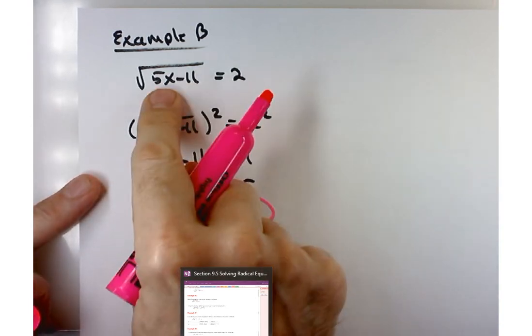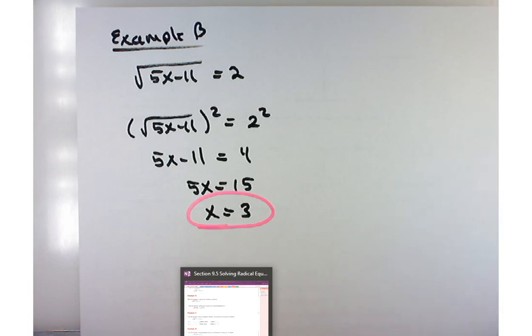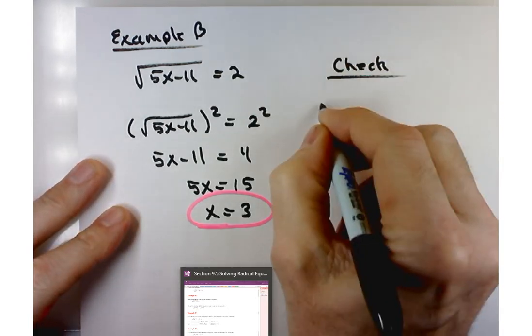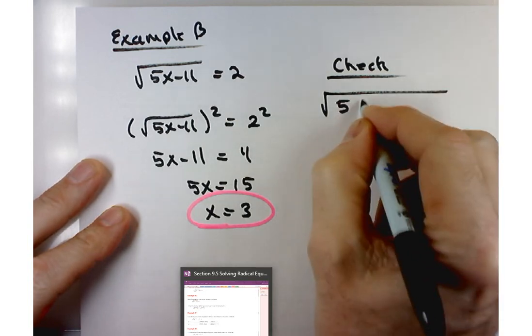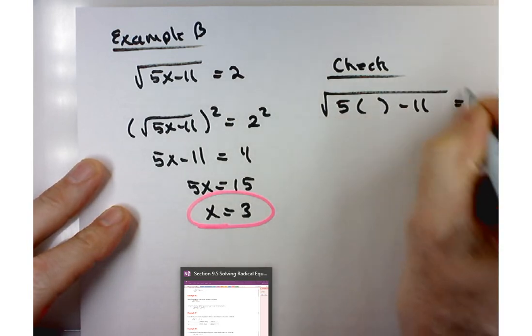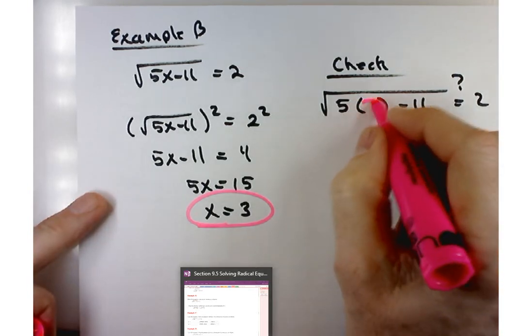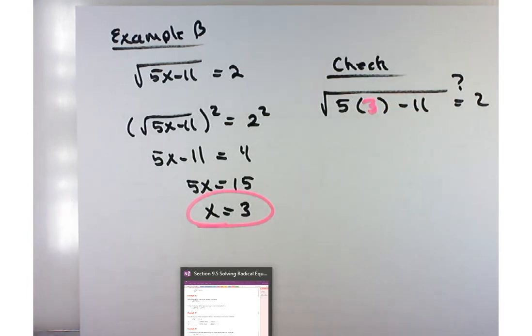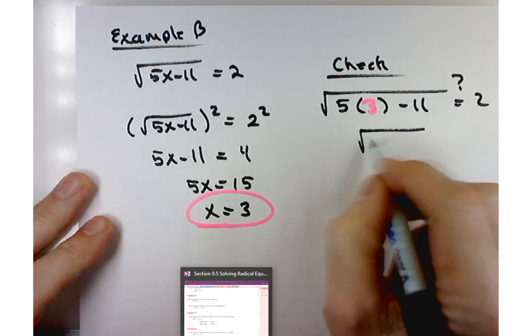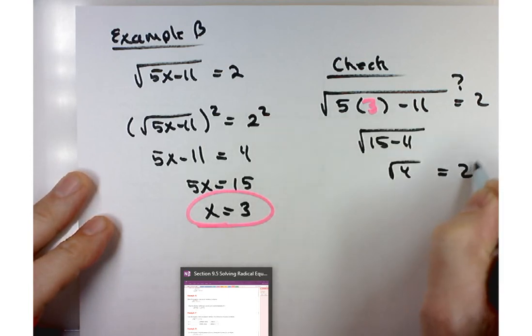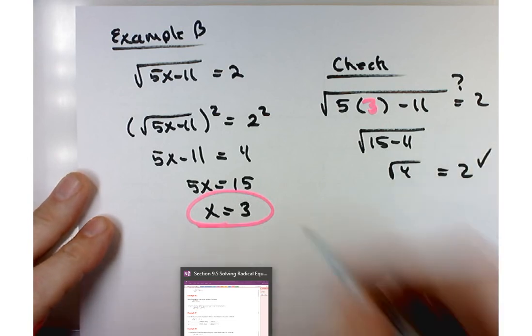But let's get in the habit of checking our answers. So if I plug that back in, we'll do a check. 5x minus 11, does that equal 2? If I plug in that 3 here, I end up with 15 minus 11, or 4. Square root of 4 does equal 2. So it does check.